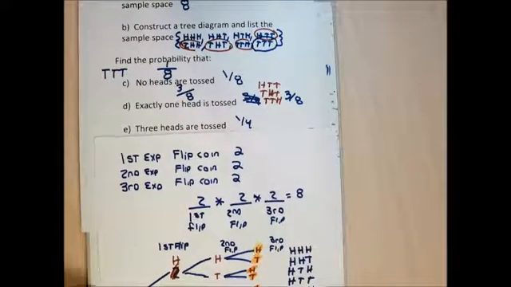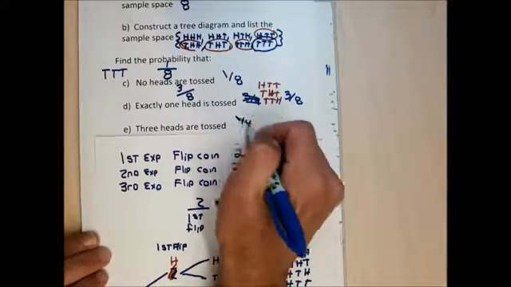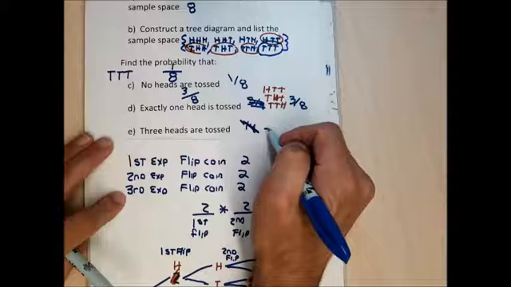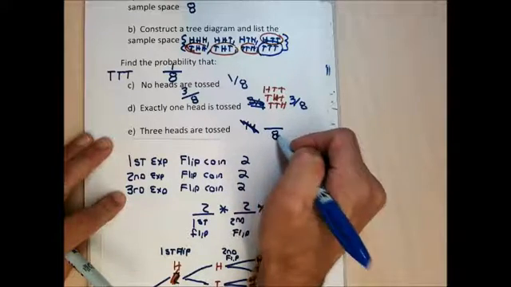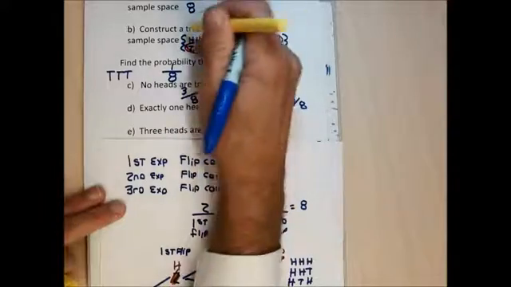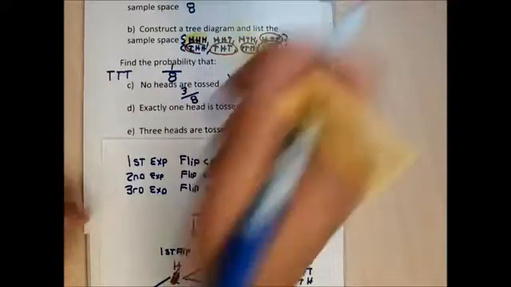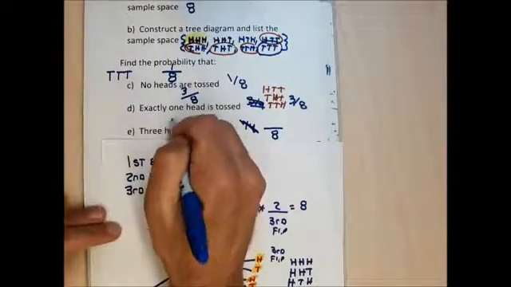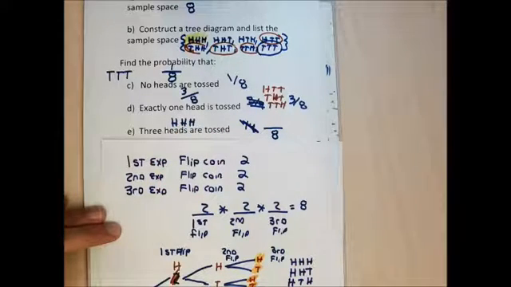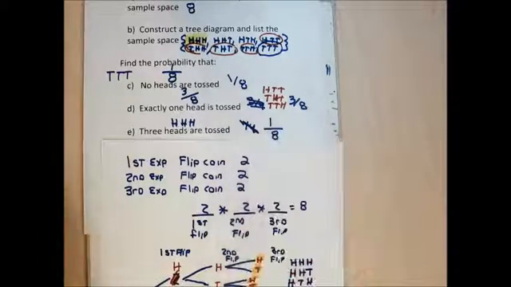For part E, that is not the right answer either. The probability that exactly 3 heads are tossed, the denominator is going to be 8 because there's 8 elements in my sample space, and the numerator is going to be 1 because there's only 1 element in my sample space that has all 3 are heads. All the other ones have a tail, or at least 1 tail. So that should be 1 and 8 as opposed to what I had written down.